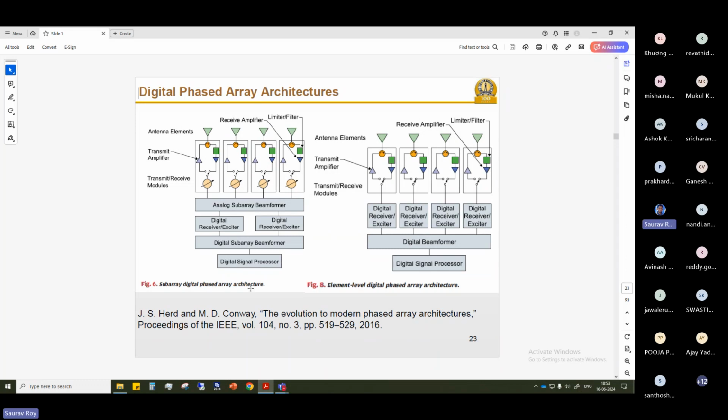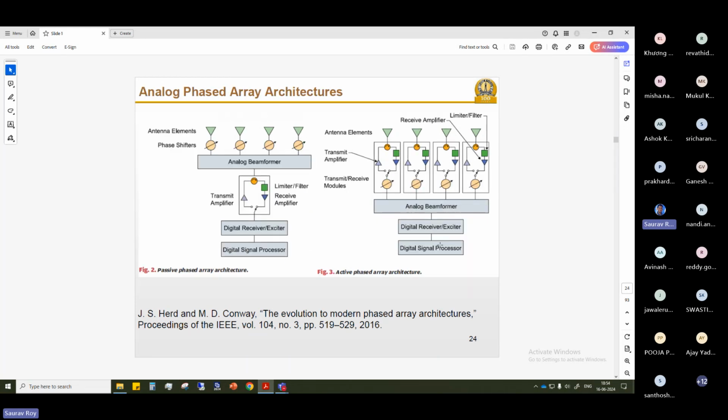So there are multiple defined architectures for how you make this kind of phased array. If somebody is interested, I suggest you go to this paper here. It gives a very good gist of all the phased array architectures. We'll just see 2-3 different things here. Somebody was asking yesterday about analog and digital, right? The first one is a digital phased array, and we have an analog phased array in the next slide.